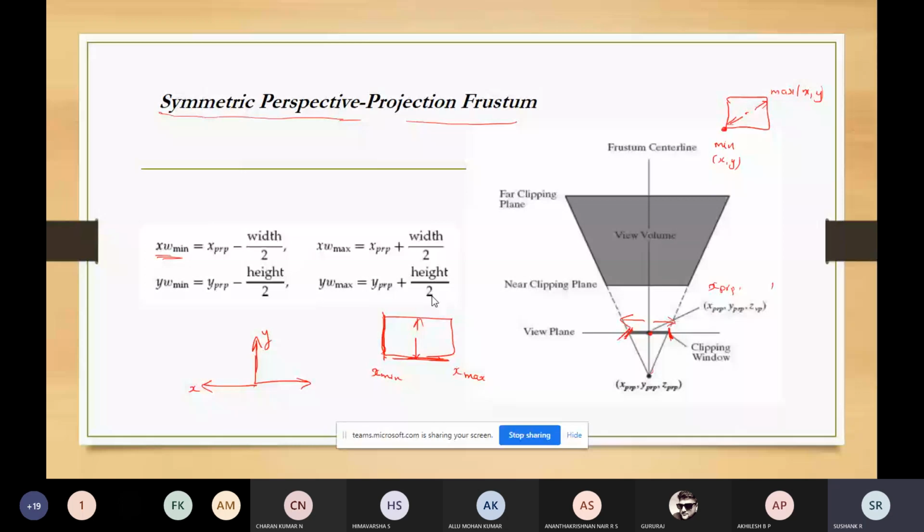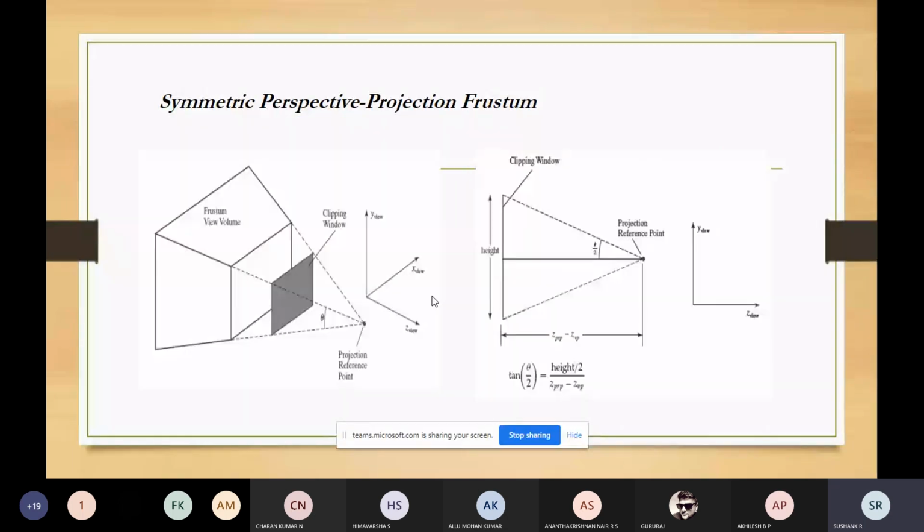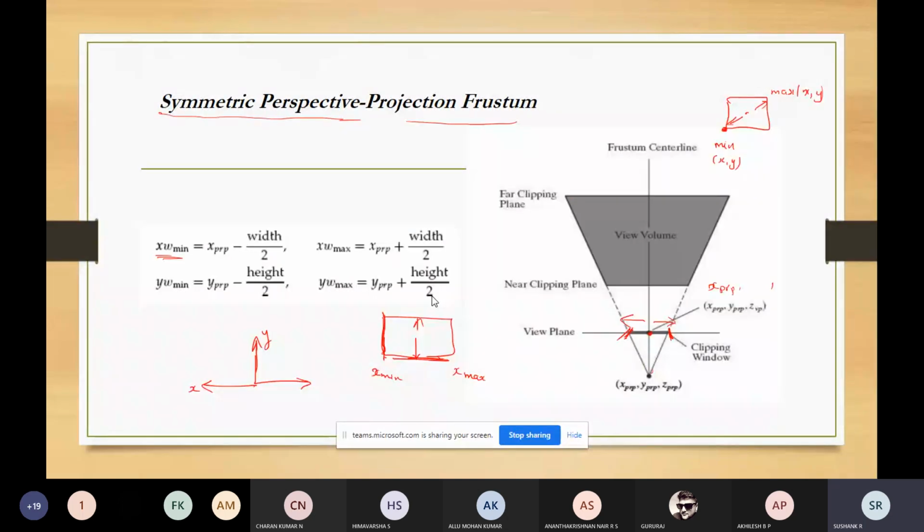Since we are using x window minimum, x window maximum, y window minimum, and y window maximum, you can specify the symmetric perspective projection view using the width and height itself, instead of using the window coordinate system. Why? Because this gives you the position of the clipping window, which is symmetric about the x-axis and y-axis with respect to the projection reference point. So this is one way of representing the symmetric window.